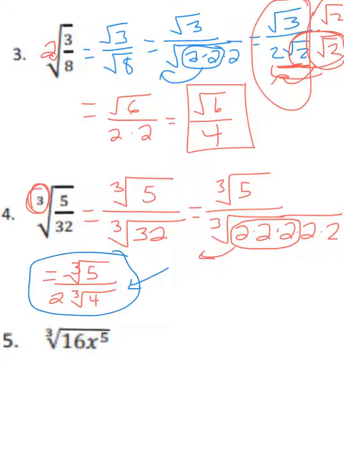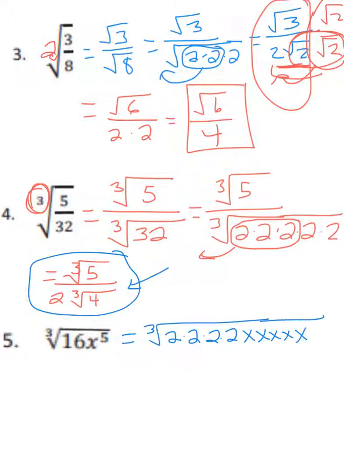All right, last one here. I'm doing the cubed root of 16x to the 5th. So break it down. How do you break down 16? 2 times 8. 8 gets down to 2 times 4, and 4 is 2 and 2. So 4 2's make up 16, and then I get 5 x's out of this, okay?